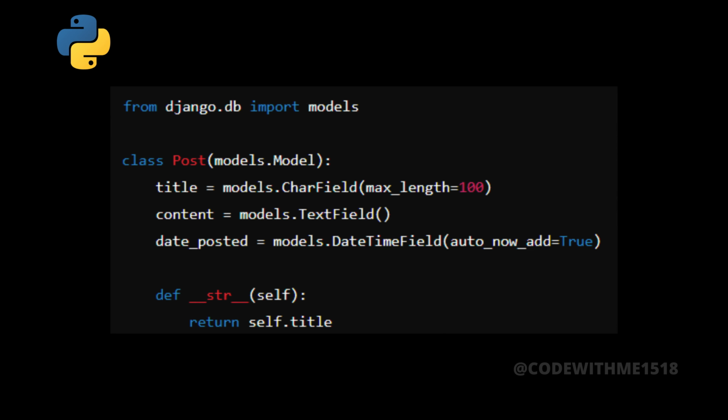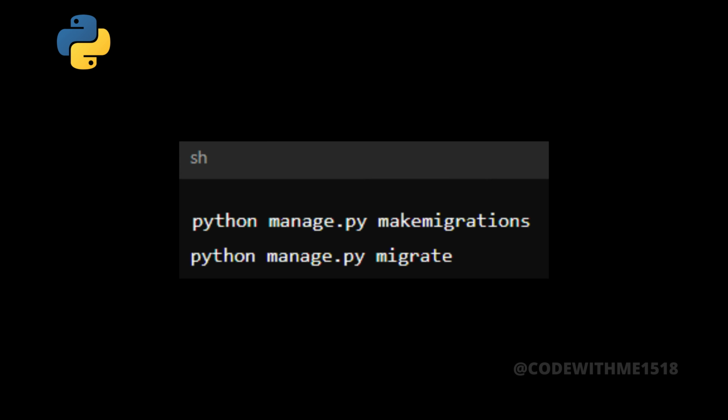First, let's define a model in blog/models.py. This model defines a Post with title, content, and date_posted fields. To create the database table for this model, run python manage.py makemigrations, then python manage.py migrate.